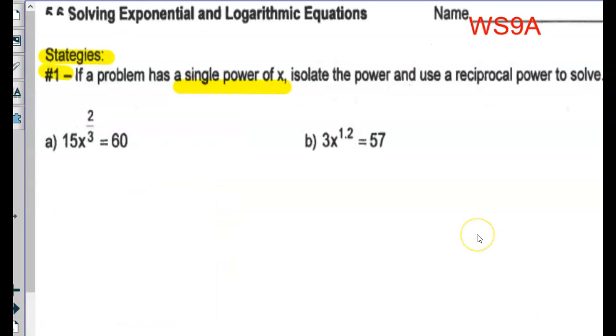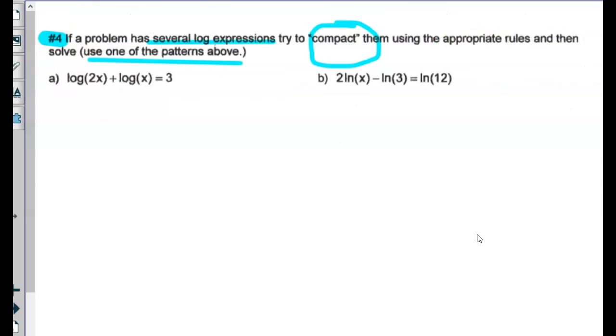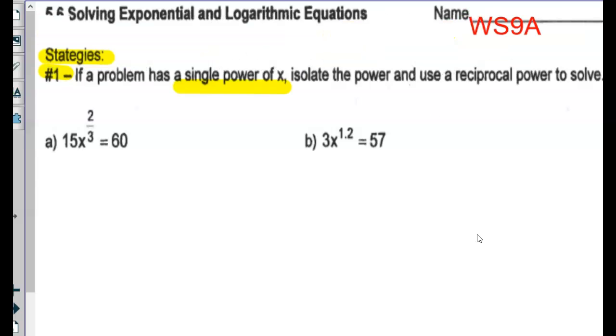All right, so on 9A, there are 4 different strategies that we are going to learn today. These are all review. You did them in Algebra 2, I believe. The first strategy says if you have a single power of x, isolate that and then use a reciprocal power to solve. Okay, so Algebra 1 brain first.